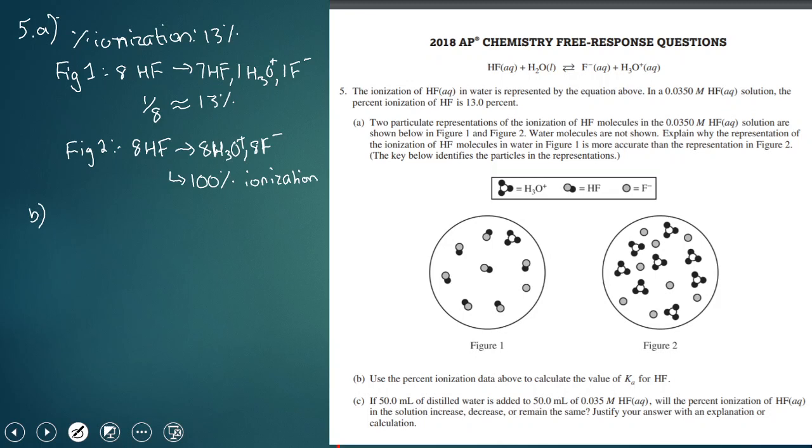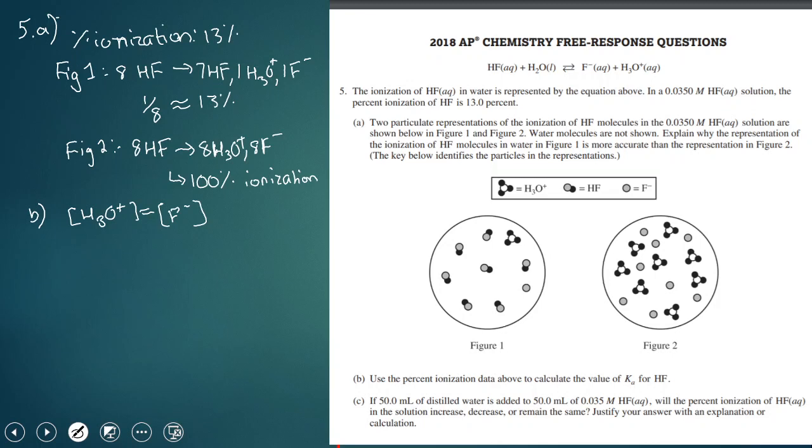Okay. B says use the percent ionization data above to calculate the value of Ka for HF. Okay, so this is an okay long question. We can say that because for every HF molecule that gets ionized, we form equal concentrations of F minus and H3O plus. What we can assume is that the concentration of H3O is going to be equal to the concentration of F minus, right? So this is what we can assume.